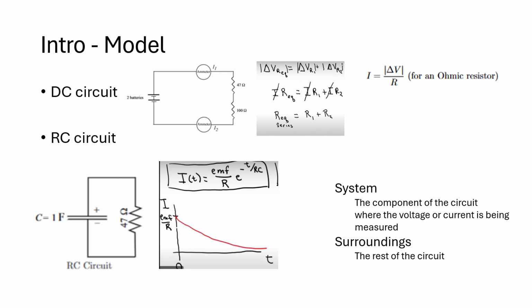For the RC circuit, we're modeling the discharge part of the experiment. Here we have one capacitor and one resistor, as shown in the diagram. As the capacitor is discharging, the voltage across the capacitor with respect to time is inversely exponential and is given by the equation shown. The system in this case is whichever component of the circuit is being measured, and the surrounding is the rest of the circuit.